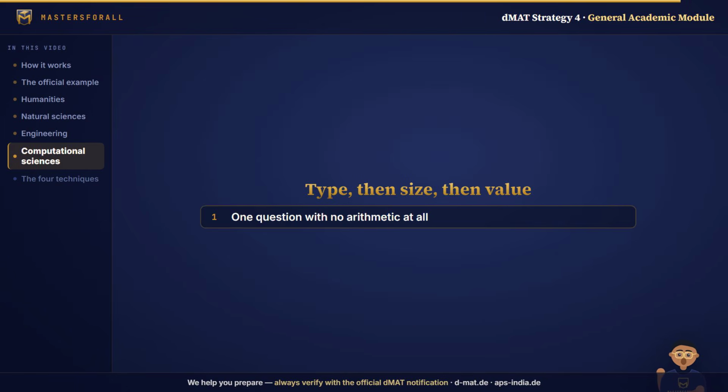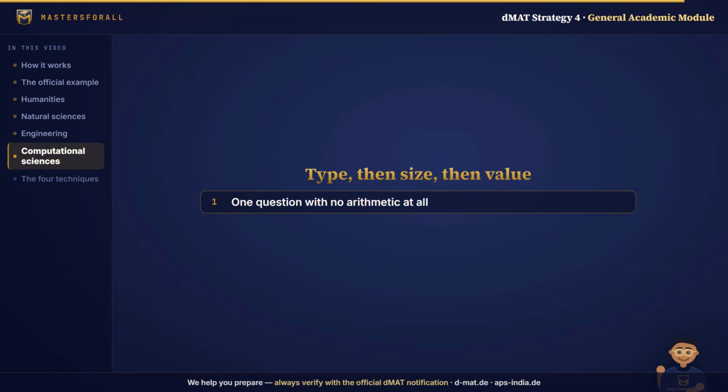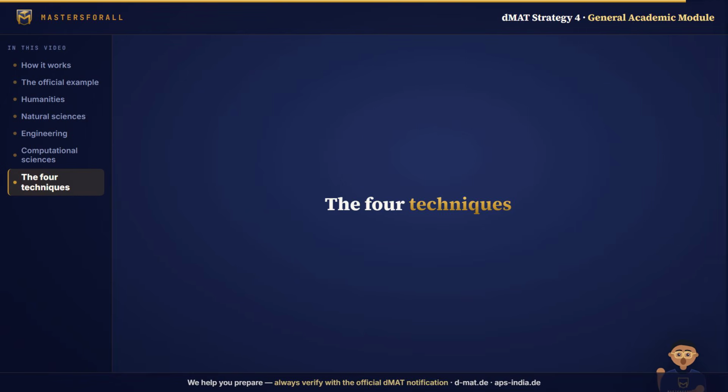5 questions. In 1, you did no arithmetic at all. In 2, the size check killed most of the options before the arithmetic started. In the other 2, sizing first is what stopped you accepting your own intermediate result as the answer. Type, size, value, in that order every time. 4 techniques, here they are together, and this is the part to screenshot.